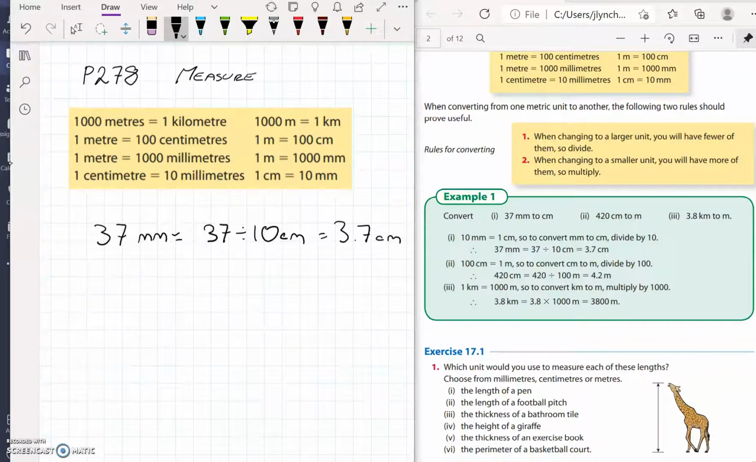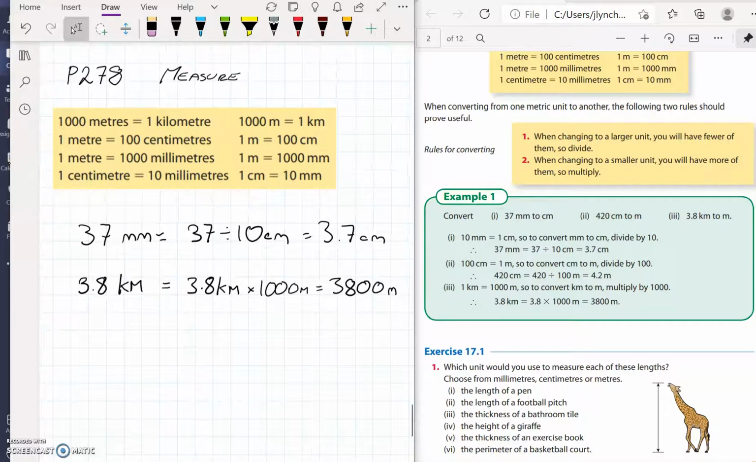And the third example, 3.8 kilometers, right, to meters they want. So that's 3.8 kilometers multiplied by 1,000 meters. Why? Because there's 1,000 meters in a kilometer. It's 3,800 meters. I'm sure you kind of know this, well, I would think you would anyway.